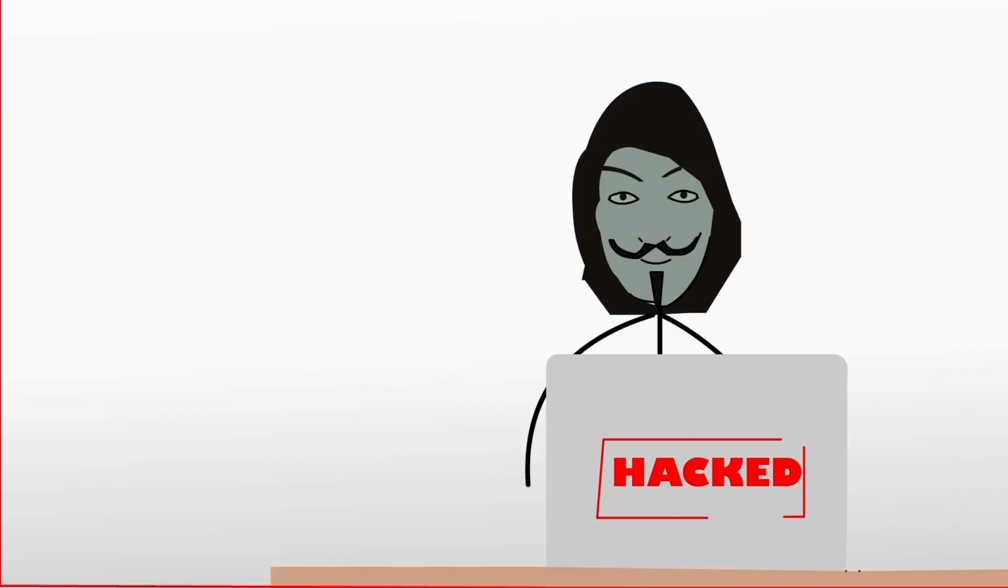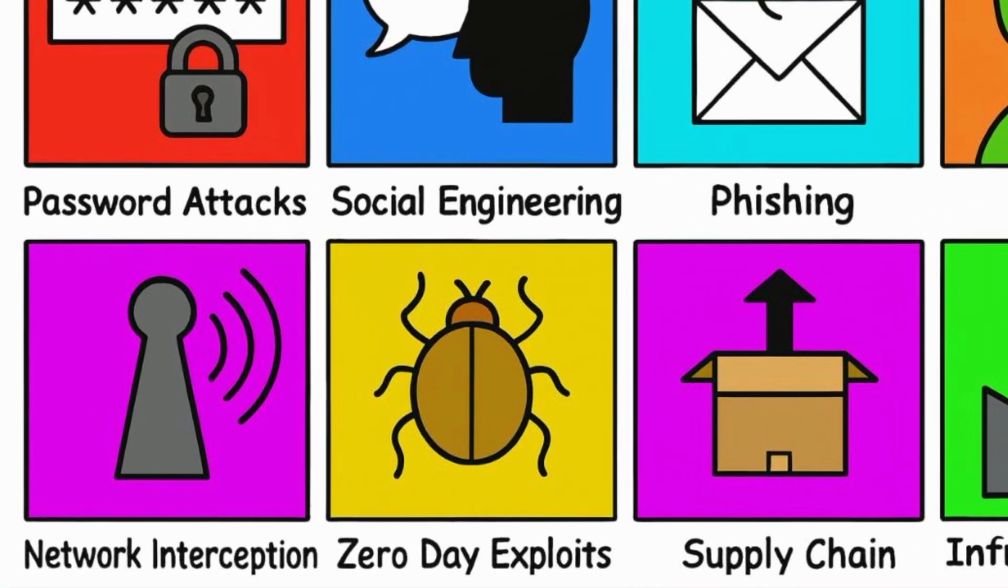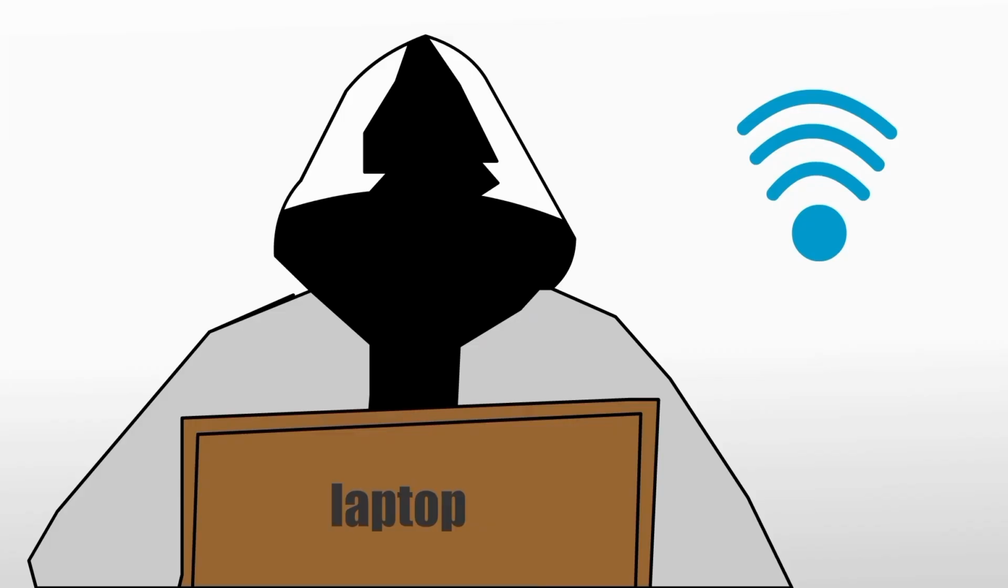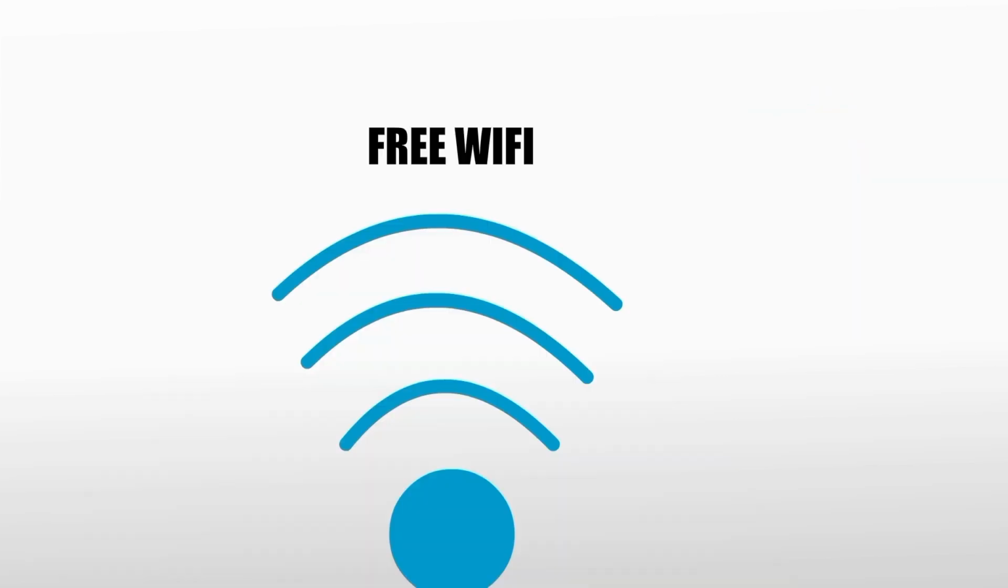But attackers don't always need to install anything on your computer. Sometimes they just need to be in the right place at the right time. Method 5, network interception. Attackers position themselves between targets and their internet connections to intercept and manipulate communications. Public Wi-Fi networks provide perfect opportunities for these man-in-the-middle attacks.